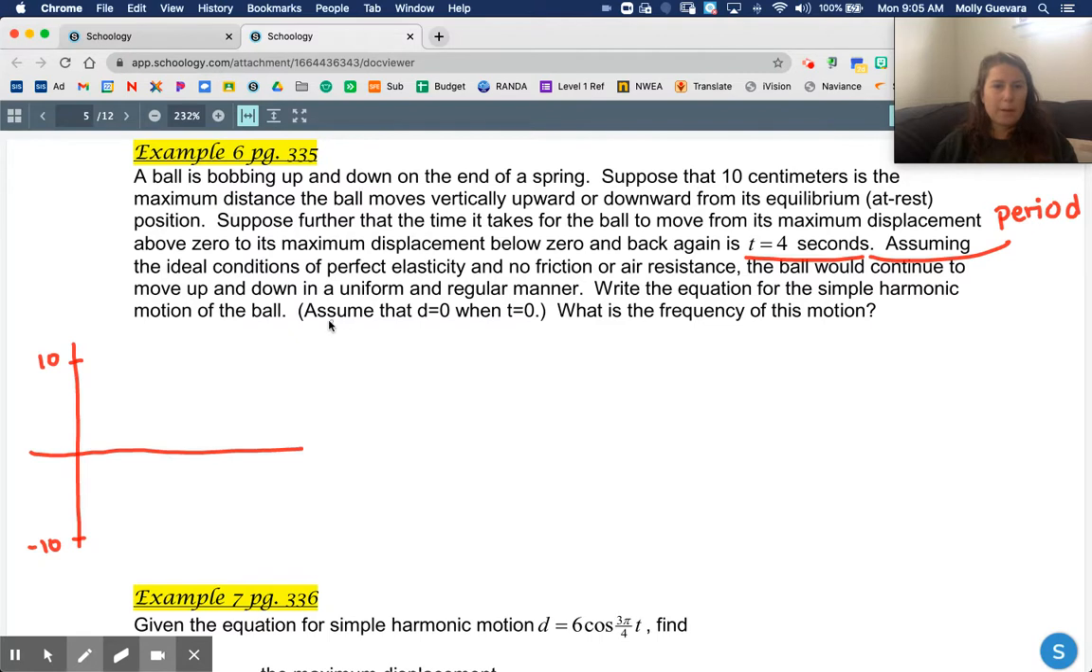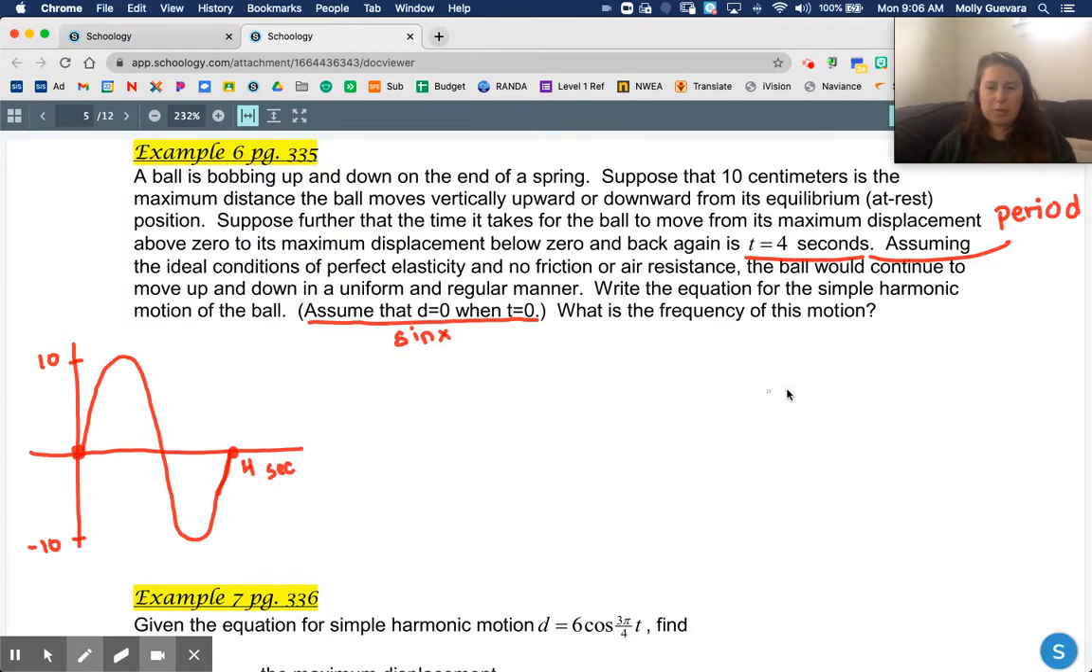And also here, assume that d is 0 when t is 0. So it's starting at 0. That tells me that I'm using sine of x instead of cosine. So with sine, I know it goes up and then back down and then back. And I know that that whole thing takes 4 seconds. And that's all the information it was given, right?